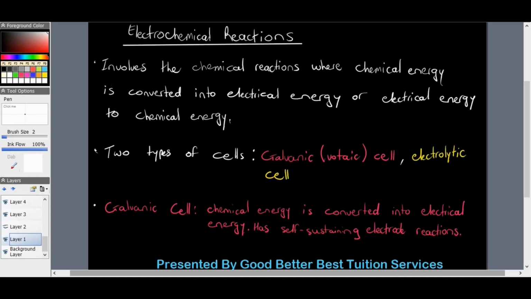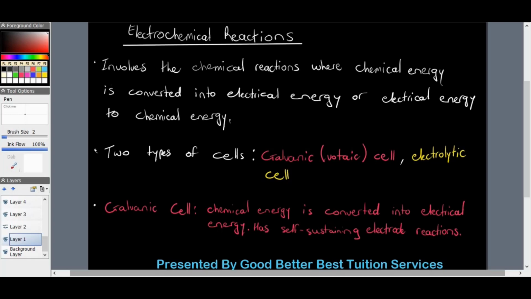Electrochemical reactions involve chemical reactions where chemical energy is converted into electrical energy, or where electrical energy is converted into chemical energy. I'll say that again for the people at the back. Electrochemical reactions involve chemical reactions where chemical energy is converted either into electrical energy, or where electrical energy is converted into chemical energy.